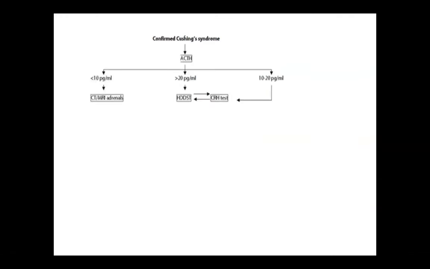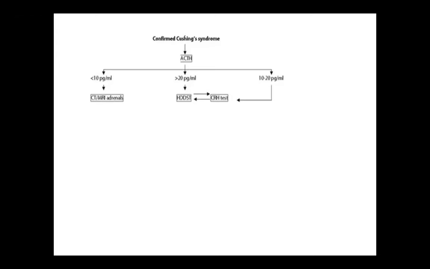So after the endogenous hypercortisolemia is confirmed biochemically, the next step, as Dr. Ritter said, is to determine whether there is an ACTH dependence of the hypercortisolemia. And obviously, we measure the ACTH levels. Now, if the ACTH is more than 20 in the presence of hypercortisolism, the ACTH dependence is confirmed.